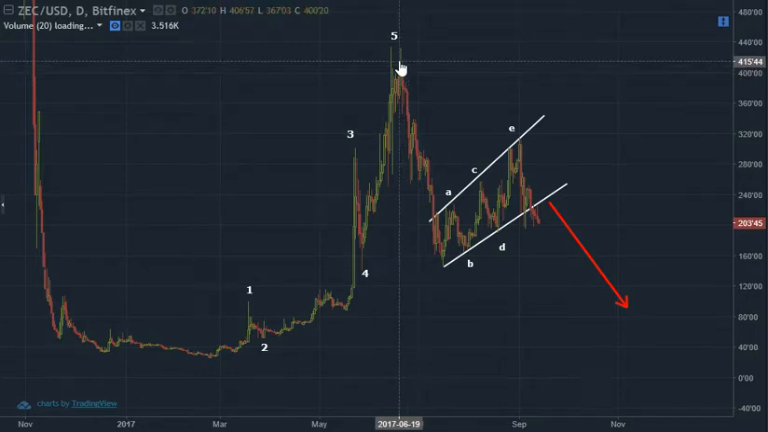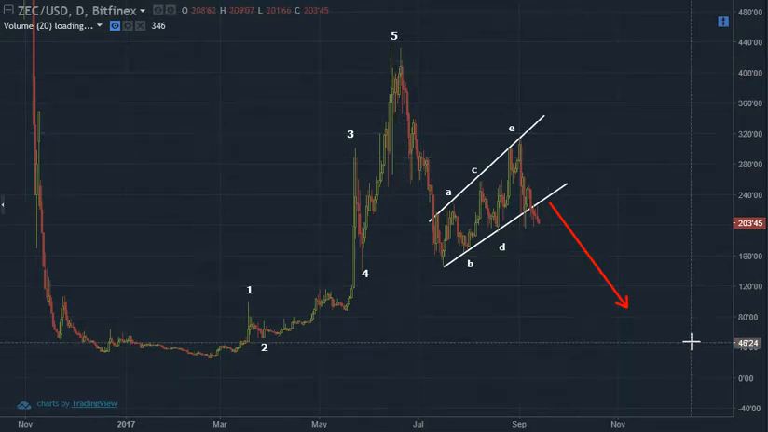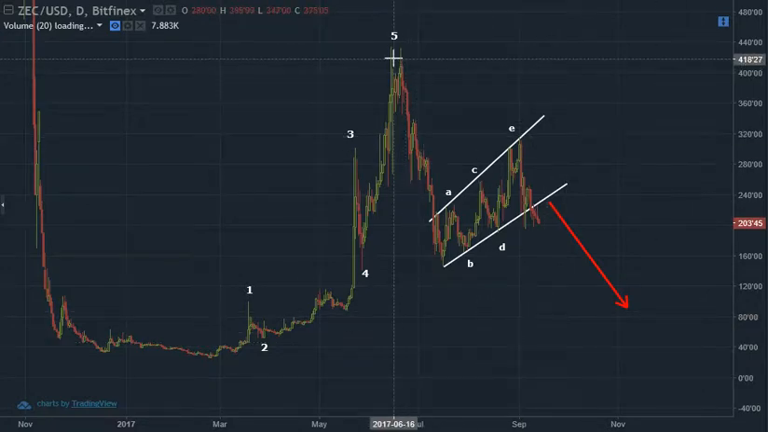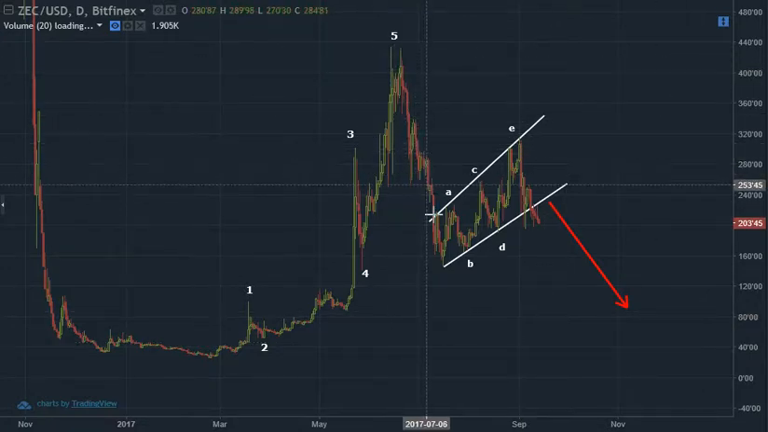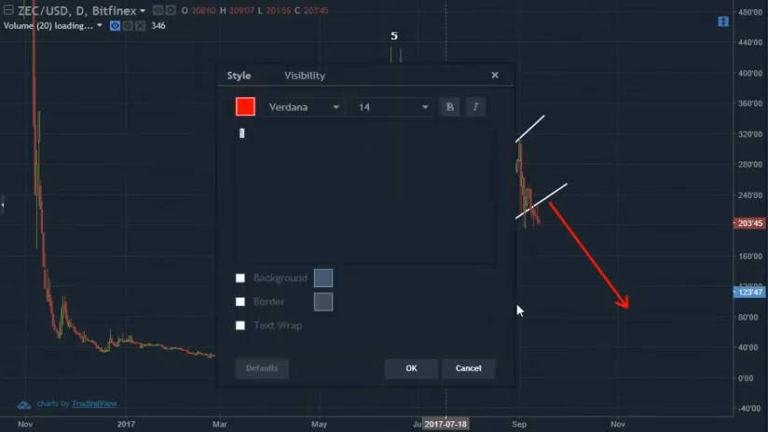Now I want to discuss the right-hand side of the chart. We saw a 1, 2, 3, 4, 5 5-wave motive on a down price trajectory. So I'm going to call this A. Wave A of the ABC correction.